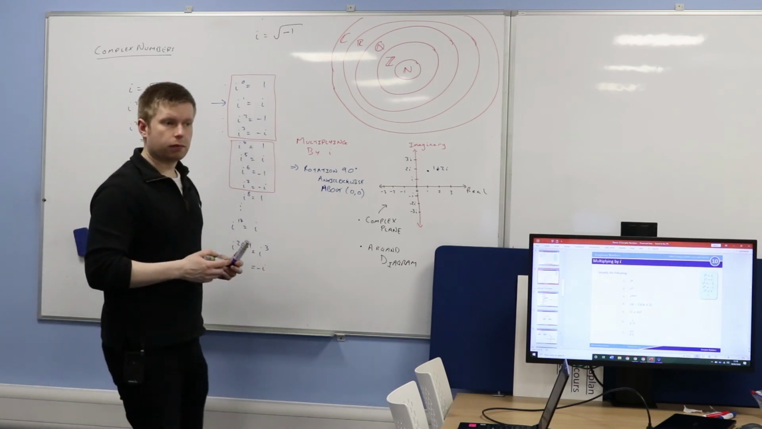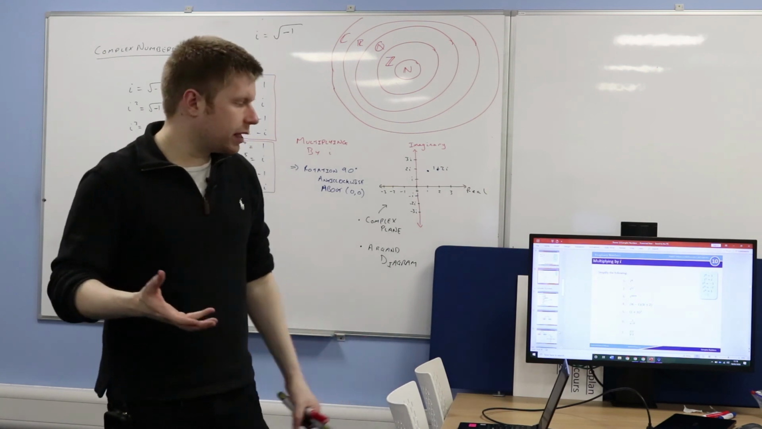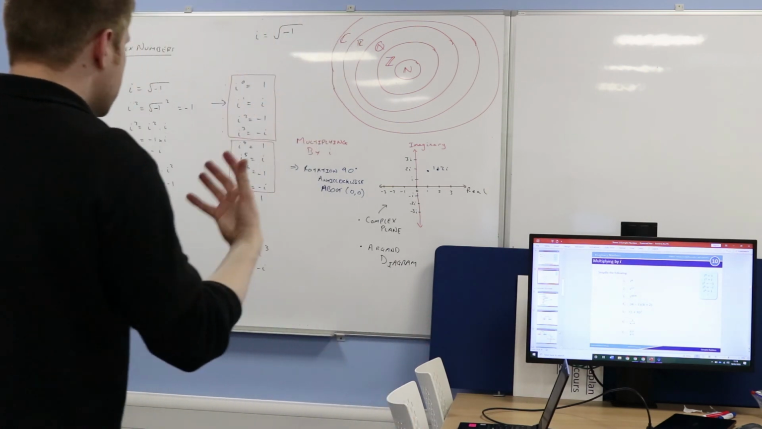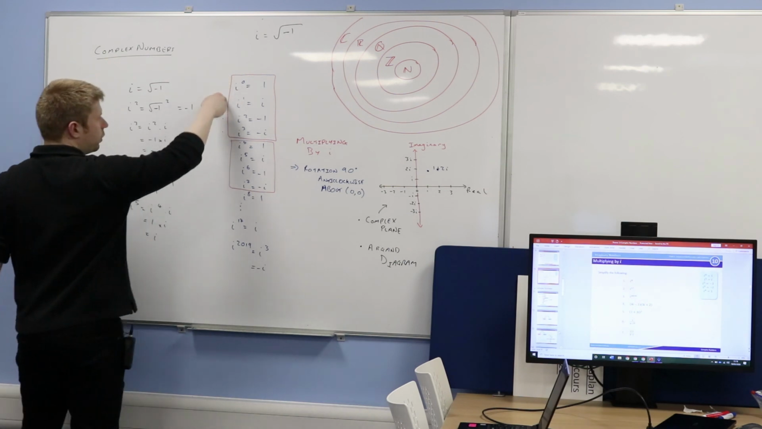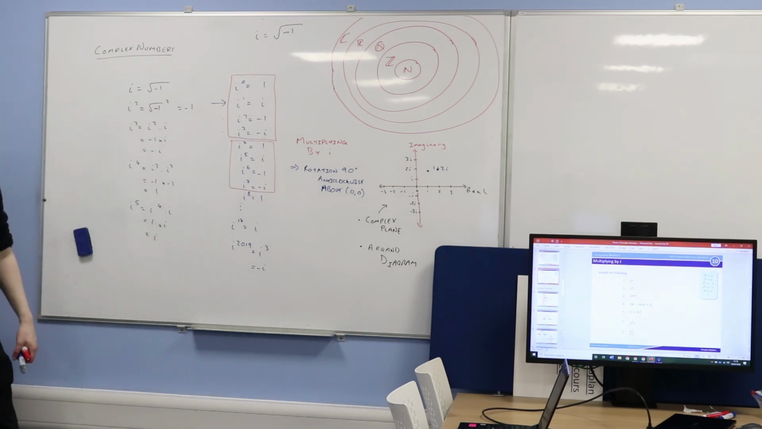Does that make sense to everyone? Okay. So i to the power of something is actually really straightforward and easy if you just think about it as 1 complete cycle, and then how many more turns have you done? How many more turns of 90 degrees, if you like?